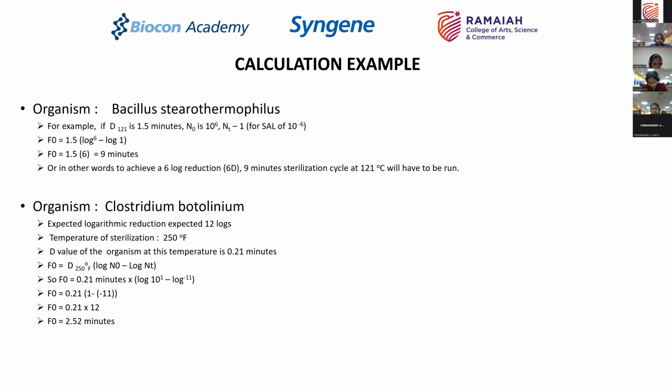Okay. So I'm going to take organism Bacillus stereothermophilus, a friend we know. We like this guy because we use him as a biological indicator for taking our sterility assurance levels and getting a sterility efficiency determination. So, for example, if D121 is 1.5 minutes for Bacillus stereothermophilus, so D is 121, which means in 1.5 minutes, my reduction is happening from 10 to the power of 1 to 10 to the power of 0, or 10 to the power of 2 to 10 to the power of 1.